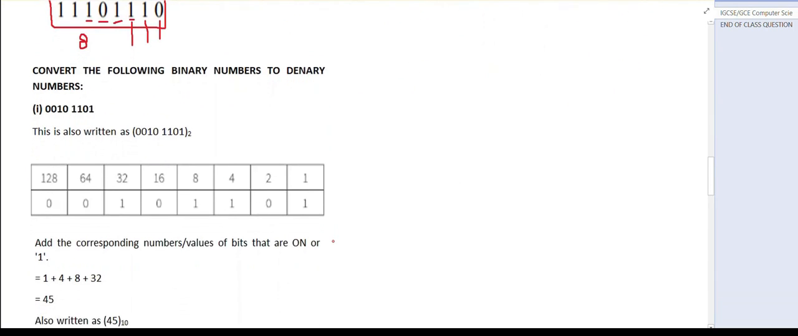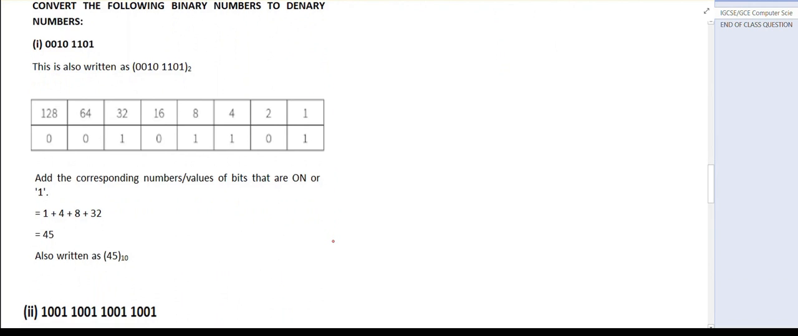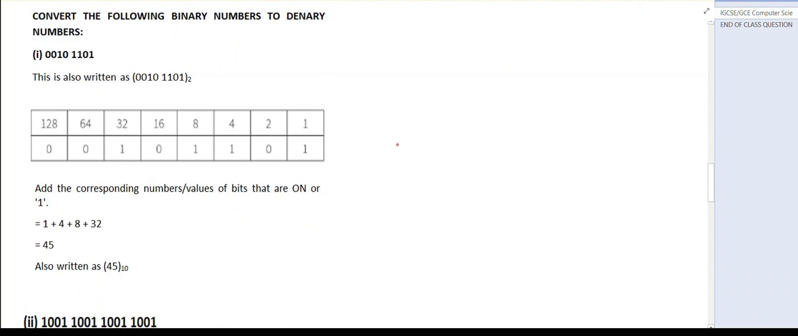Now, this is an example. This will help you in understanding much more clearly. Convert the following binary numbers to denary numbers, right? These are the binary numbers given: 0010, 1101. Now notice that there are 8 bits, 1, 2, 3, 4 on this side, 1, 2, 3, 4 on the left side. This can also be written like this with base 2, because we know that binary numbers have base 2, right?